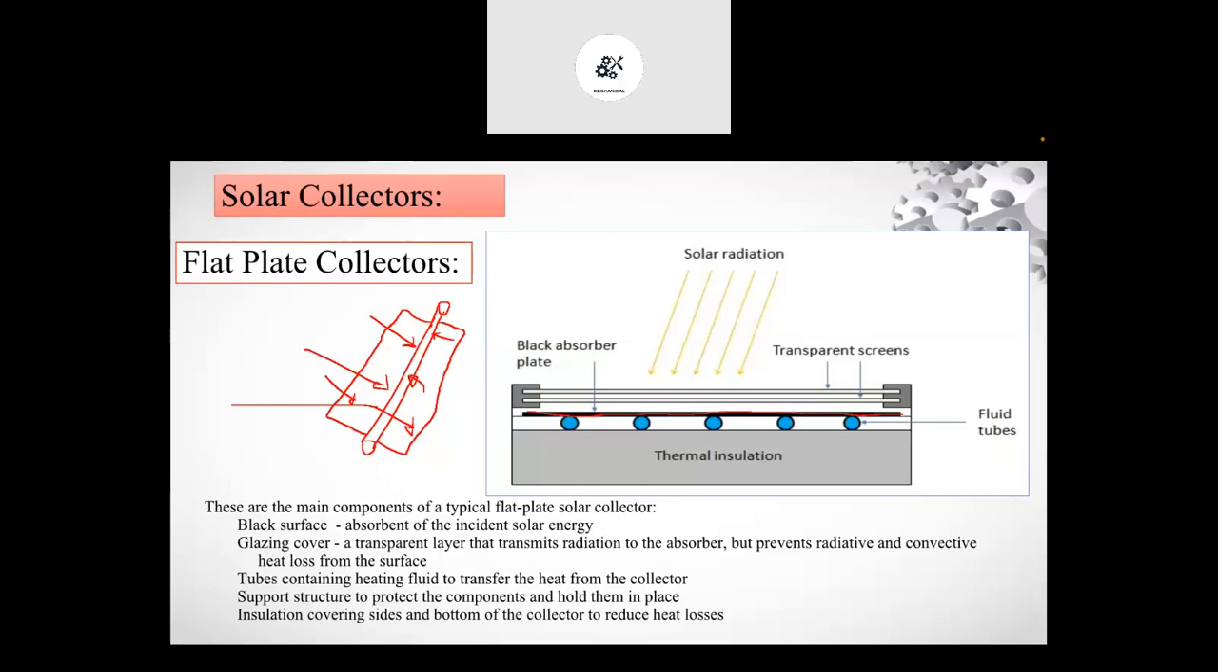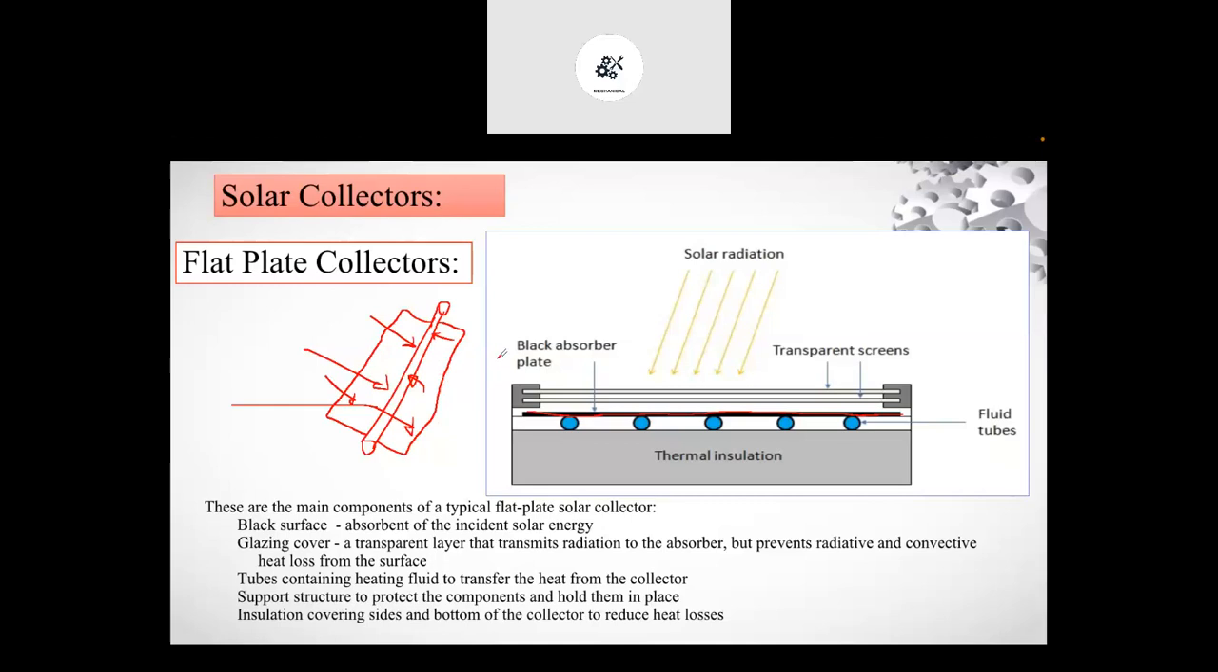So whenever we attach these sheets or fins, we are increasing the amount of radiation absorbed by the collector. It also increases the performance of the collector, and it increases the temperature of the flowing fluid. These are called the absorber plate.